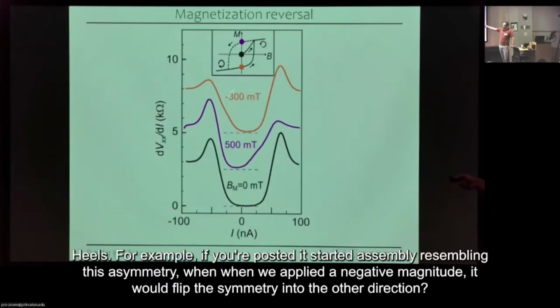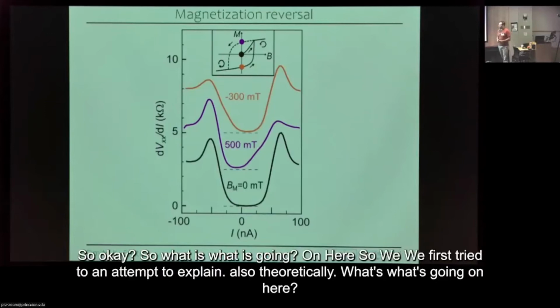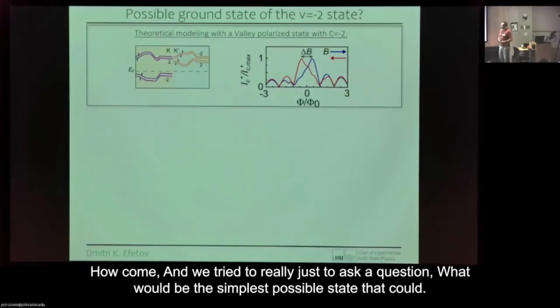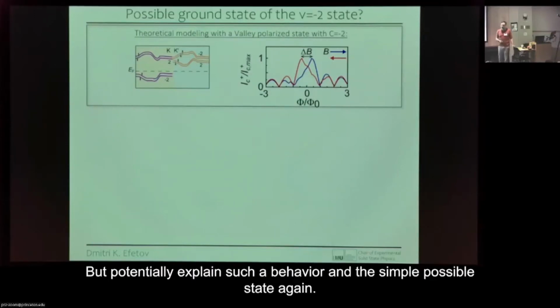When we applied a negative magnetic field, it would flip the symmetry into the other direction. So okay, what is going on here? We of course attempt to explain theoretically what's going on. We collaborated with a group, Kam Tuen Law in Hong Kong, and we tried to ask the question: what would be the simplest possible state that could potentially explain such a behavior?